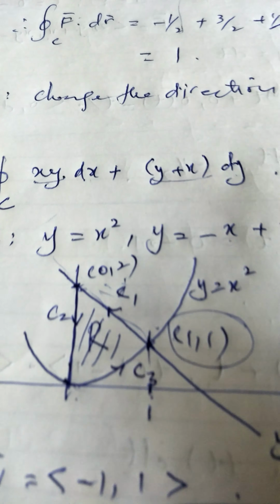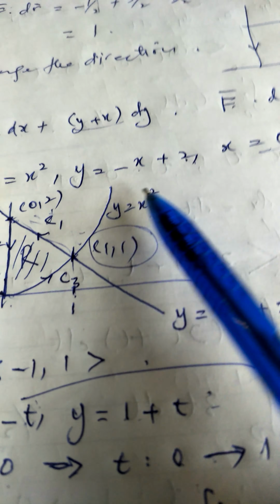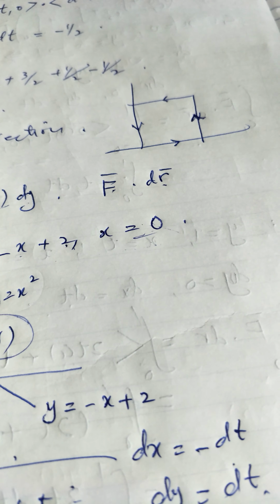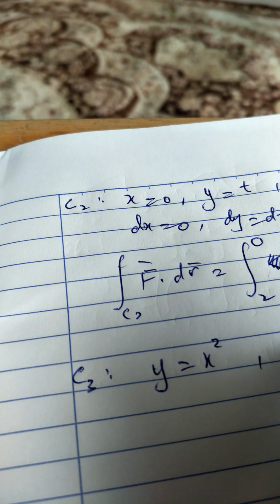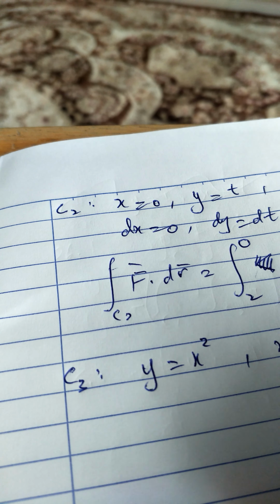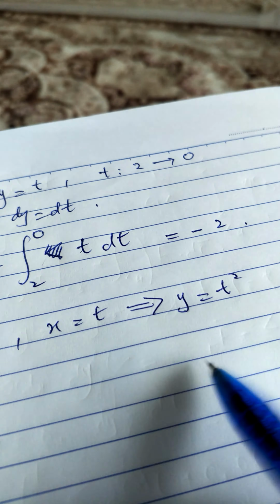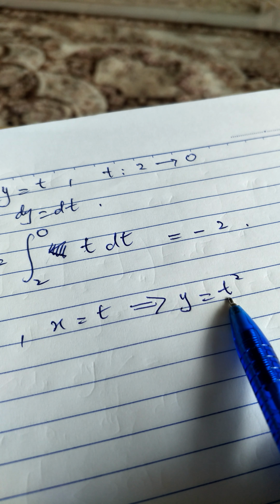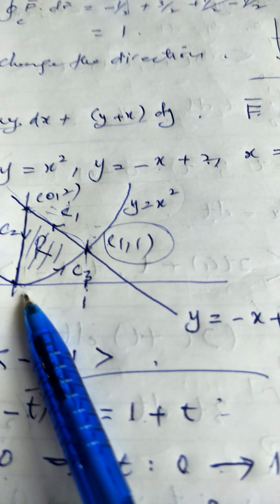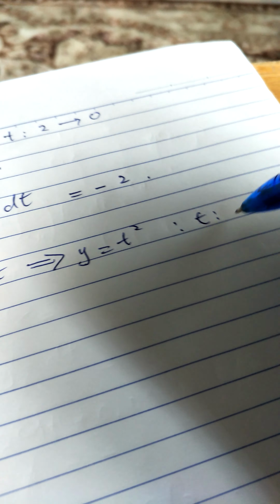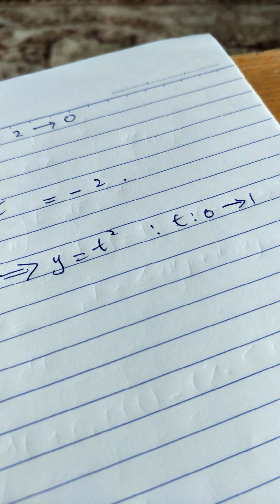Then you can consider C3. For C3, that curve, y equals x squared. If you take x equal to t, then we have y equal to t squared. Where is our t from? Look at your diagram, x from 0 to 1, and x equals t. So t goes from 0 to 1.